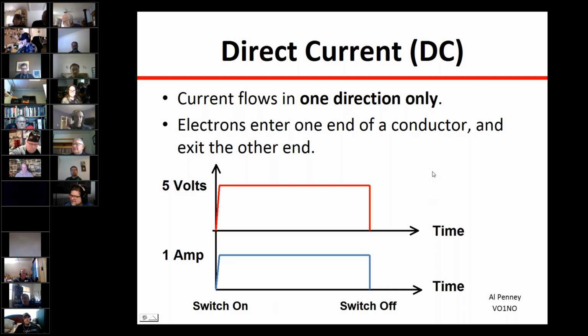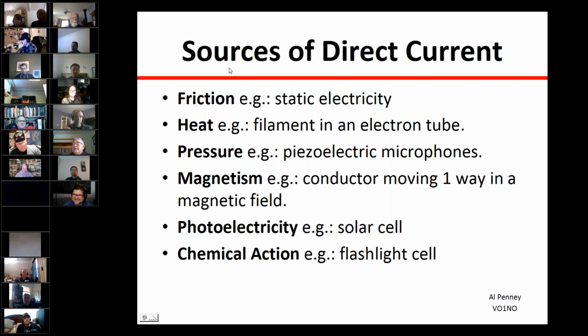Okay, and that's direct current. Now, where can we get direct current? Well, one source is friction. When you rub your feet on a wool carpet and you get a static electricity shock, that is actually a source of direct current. So the friction that causes static electricity is direct current.